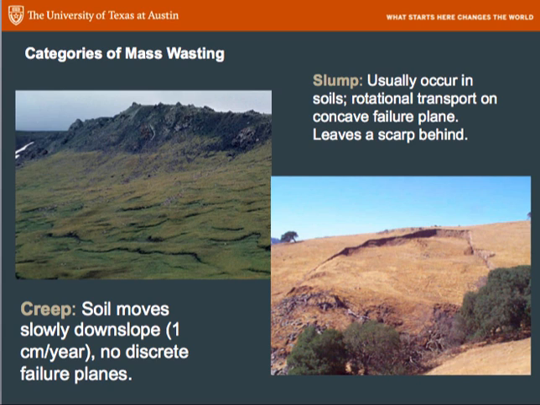On the left you see creep. This is where soil moves down the slope very slowly, maybe a centimeter or so a year. You don't see any discrete planes that it moves on, but you can see wrinkles or other characteristics that show that the soil is actually creeping.